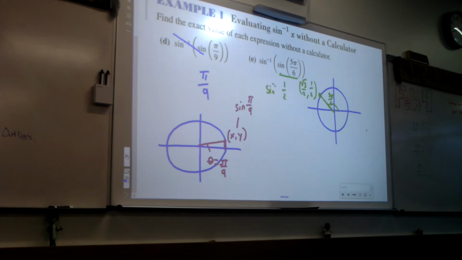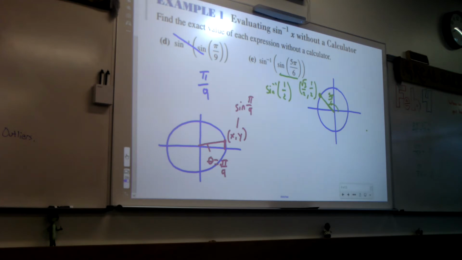Now that's only half the battle. Get it? Okay. Because what do we still need to do? We have to do the inverse sine. So when I do the inverse sine, I say, hey, which angle, if I look at the y value, or if I look at the sine, is 1/2? And are we going to get 5π/6?